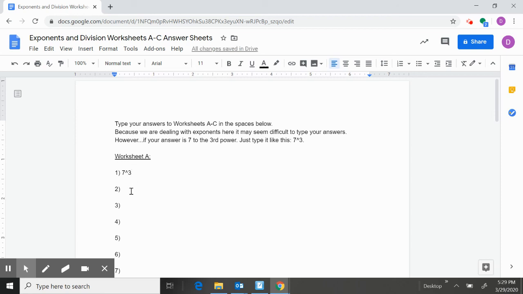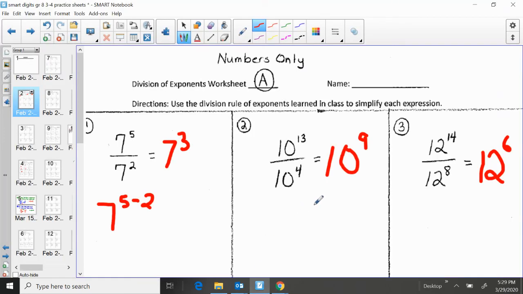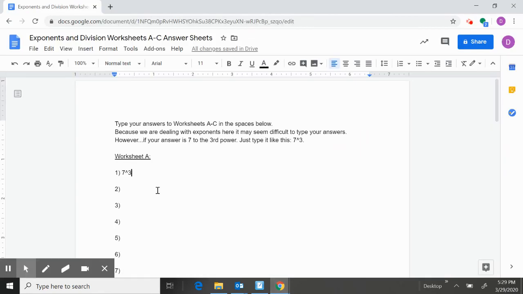Let's just imagine my answer. Well, let me look at what my answer would be for the second one. 10 to the 9th power. So then simply I'm just going to type in for number 2, 10, the exponent key, 9, to the 9th power. Okay. So that's what you'll do. That's your assignment for today. You will have these documents posted for you.